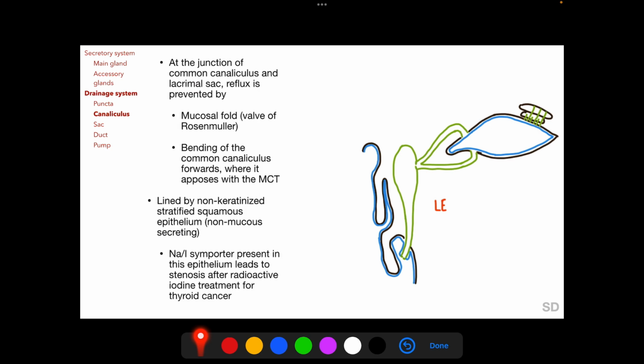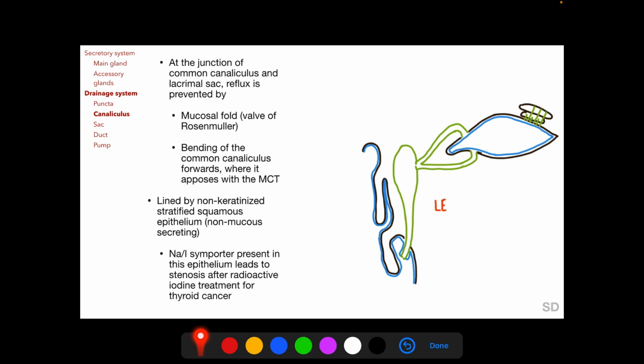At the junction of the common canaliculus and the lacrimal sac, reflux of tears from the sac into the canaliculus is prevented by a mucosal fold, also called the valve of Rosenmuller, and the bending of the common canaliculus forwards, where it opposes with the medial canthal tendon. In the previous session, we had learned that the posterior arm of the medial canthal tendon passes posteriorly between the two canaliculi to reach the posterior lacrimal crest.